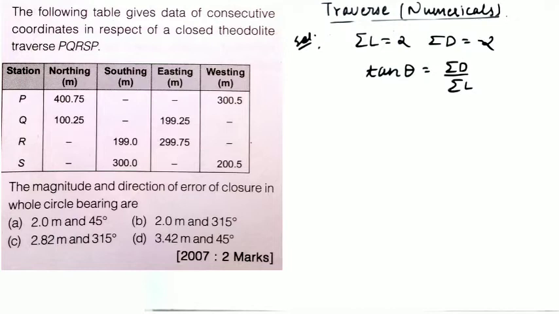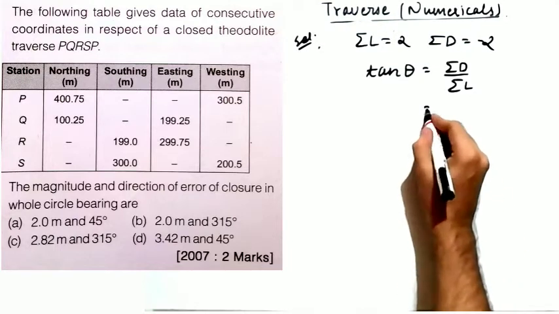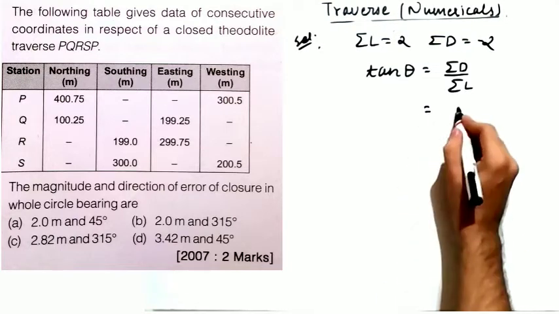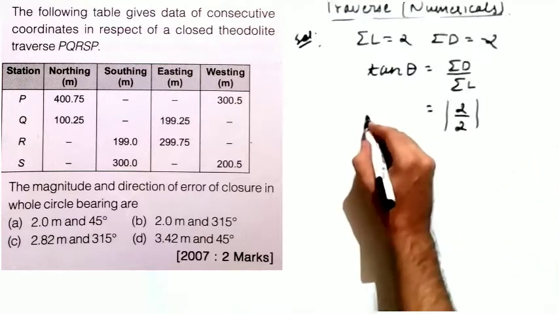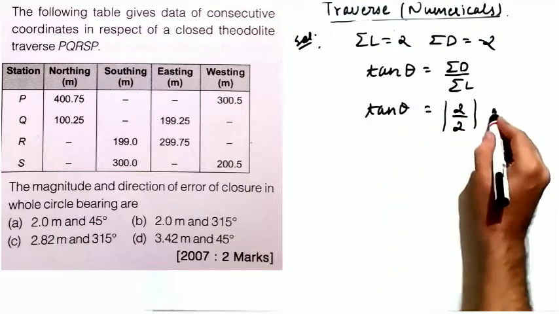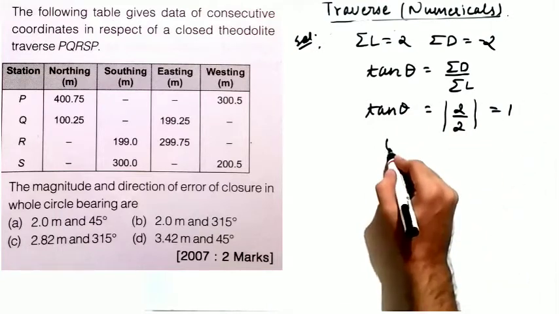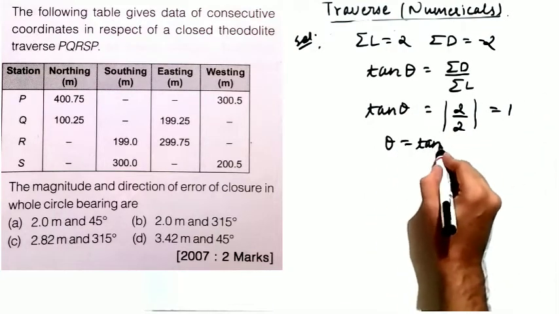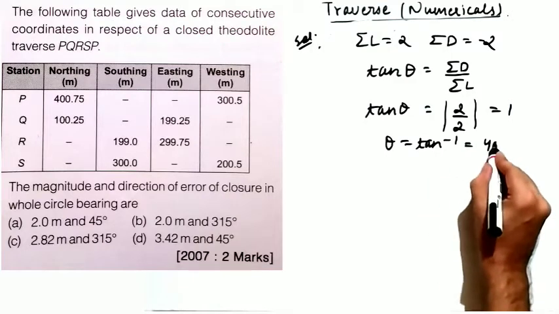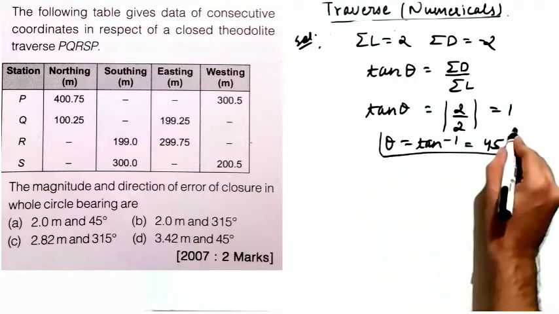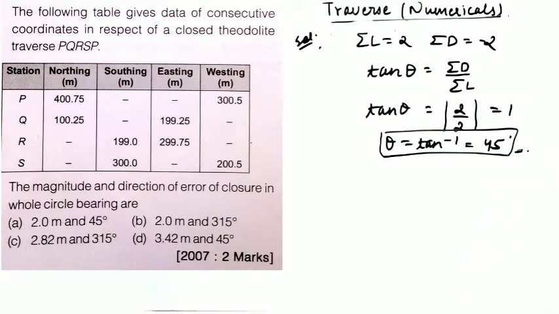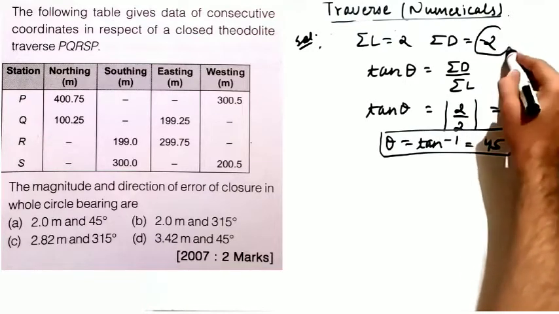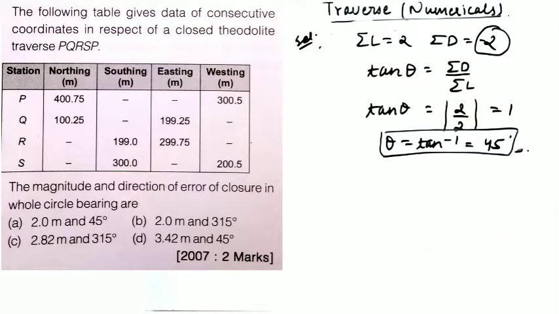So how do you calculate the theta? You just ignore the signs first. So it will come out to be 1 and theta will come out to be tan inverse of 1, and you all know it is 45 degrees. Now I am sure that there will be an option of 45 degrees in the solutions as well, but since there is a negative sign in sigma D, you will have to consider that as well.